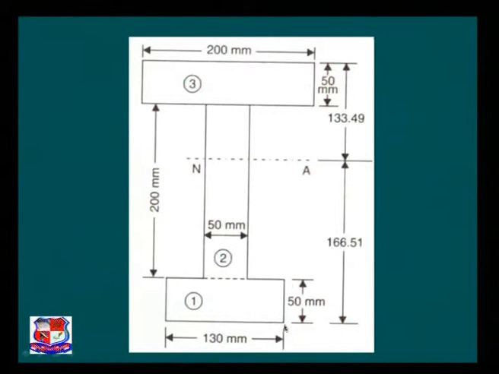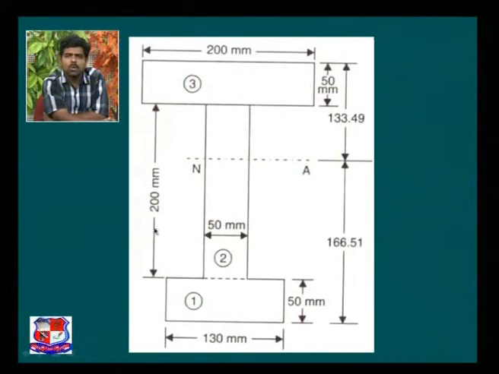So obviously the given section is unsymmetrical about the x axis. Our first priority is to find out the CG of the section, and then we proceed further to find out the shear stress. The overall depth given to us is 200 plus 50 plus 50, that is 300. The width of the top flange is 200, the bottom flange width is 130, and all the thicknesses, the web thickness and flange thickness, are given as 50 mm.